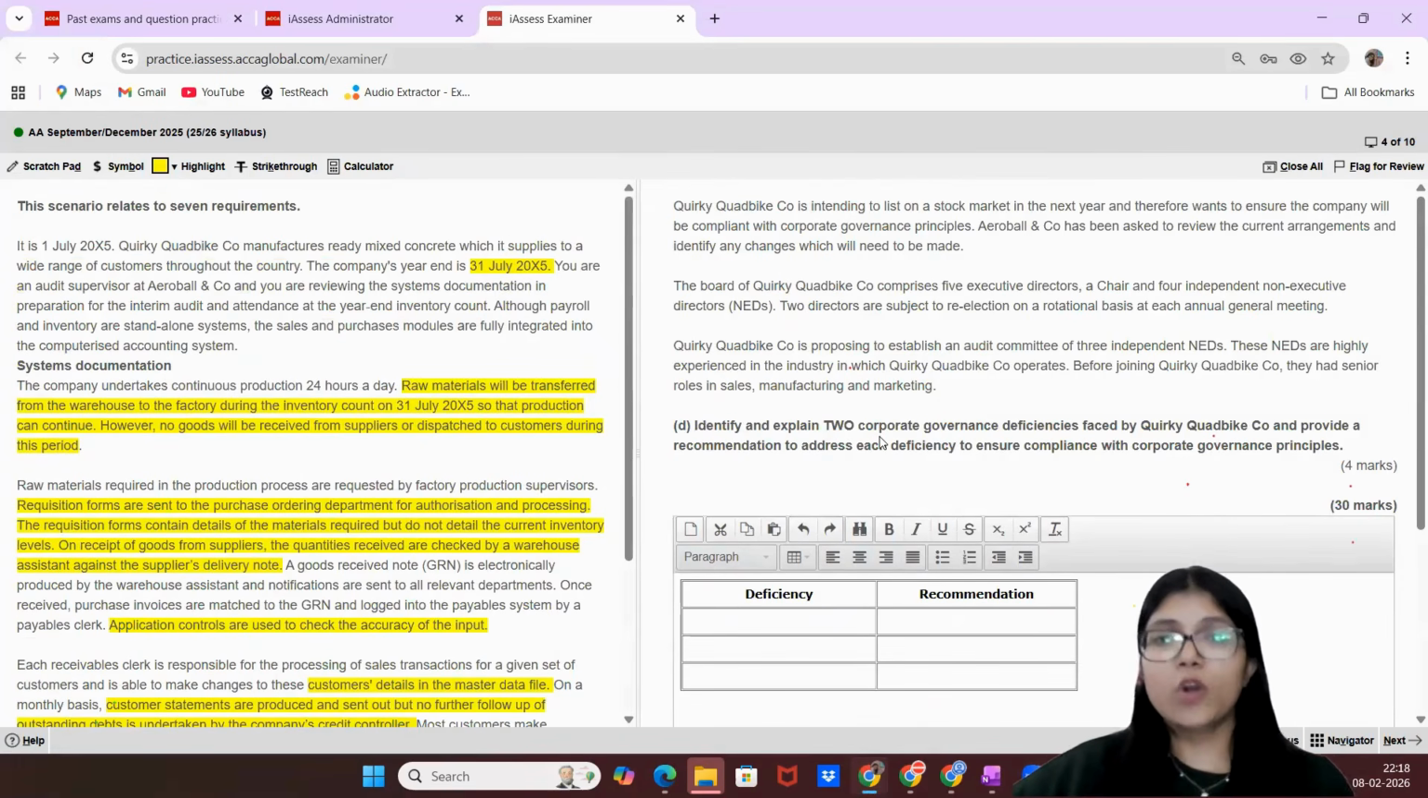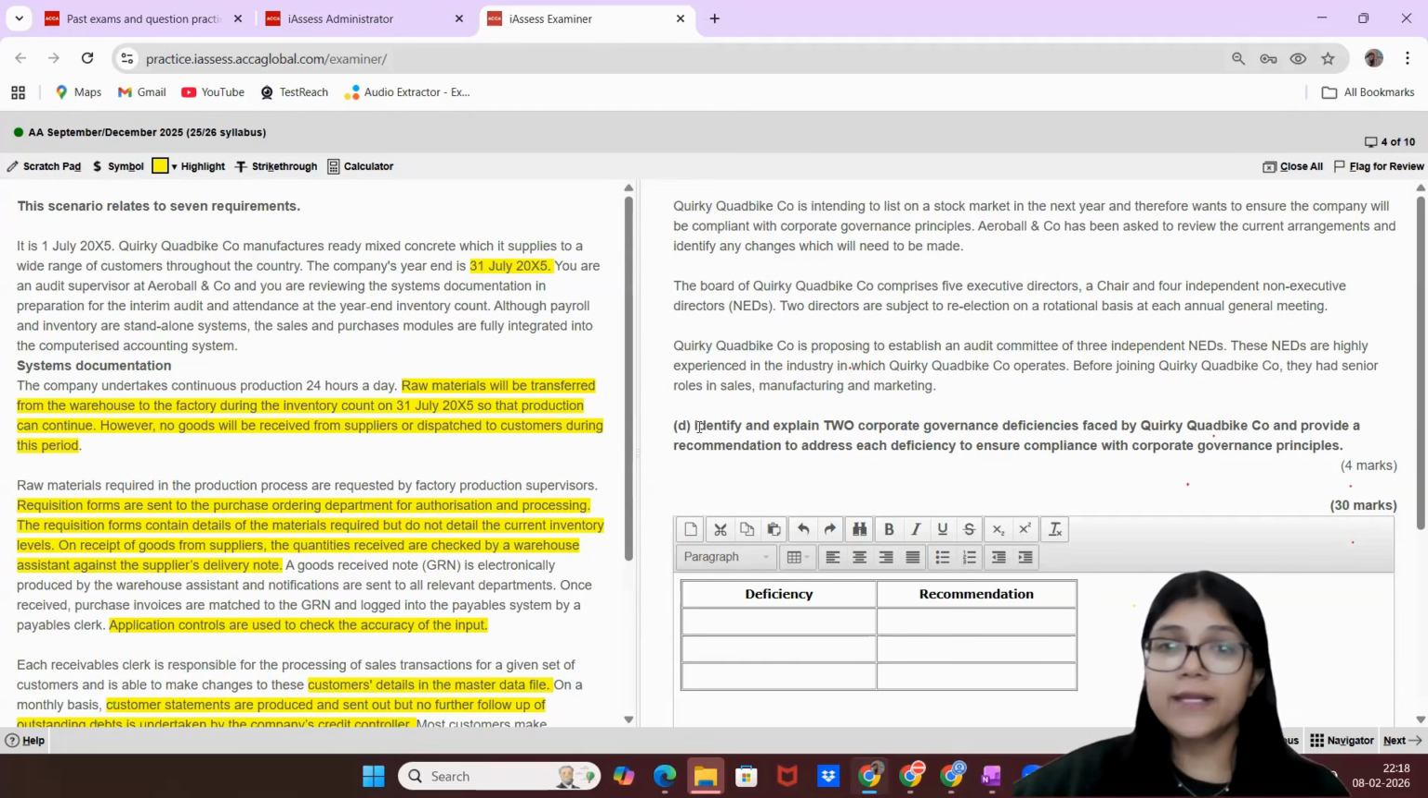Okay, so this is a corporate governance deficiency question, a very, very important question. Always it comes either this or ethical threats or your quality management question comes as part of your 3 to 4 marker question. So let's start by reading the question.